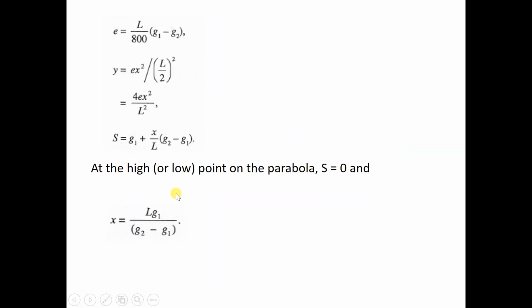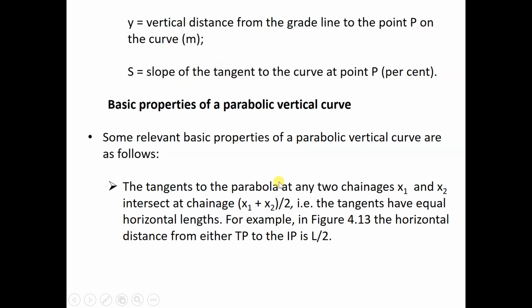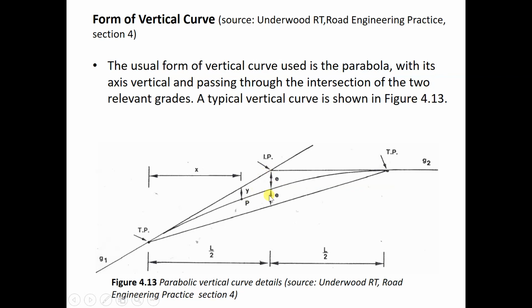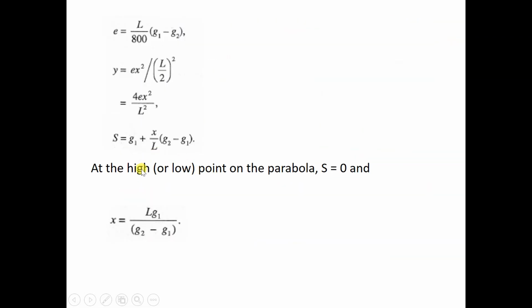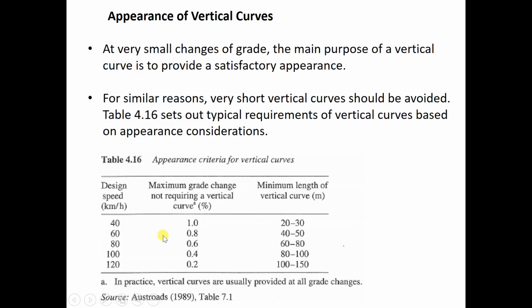Then we can find the point where the slope is 0. The slope is 0 up here, at the top. When the slope is 0, the x can be simplified into this one.